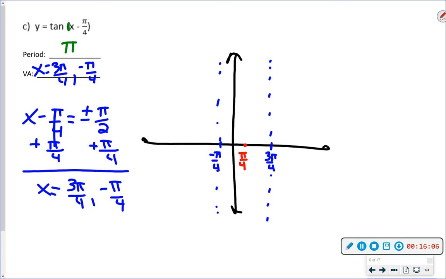So remember, you should be equidistant between your vertical asymptotes. Easy way to check it. Curves, which way are they rising, left or right? Right. There's no stretch, so there we go. Out of habit, I always do my second period to the right. 3/4 pi is where we left off, and we're adding a period. So 3/4 plus 1, 7/4.